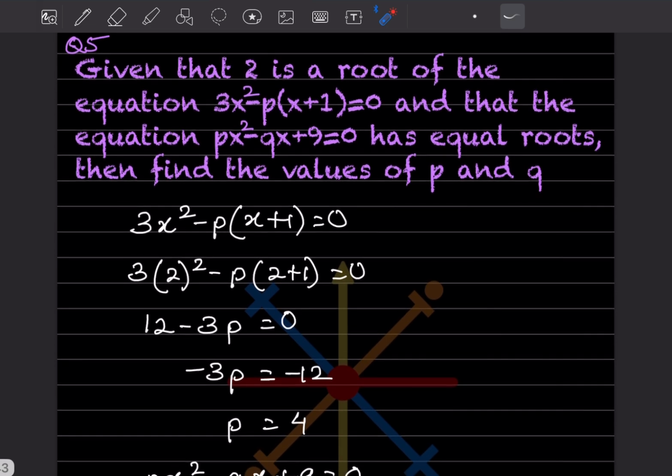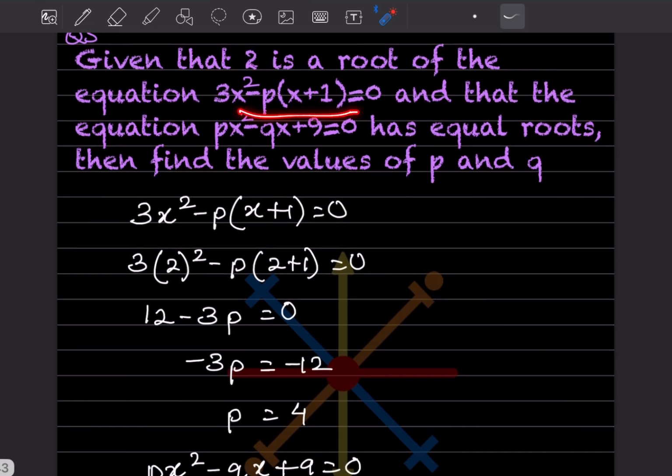So given that 2 is the root of the equation, this is the equation given, and that the equation px square has equal roots, then find the values of p and q. So now let us take this equation first. So what will you do? They said 2 is the root, so wherever you see x, you are going to put 2. Here 2, rest all is the same.